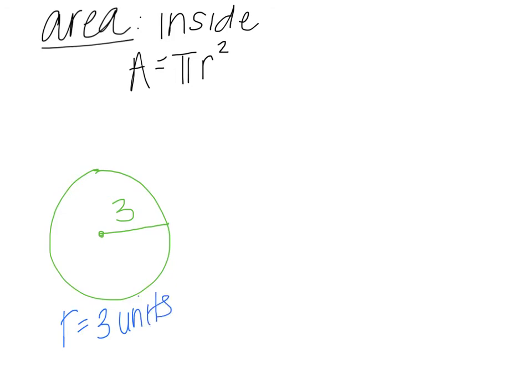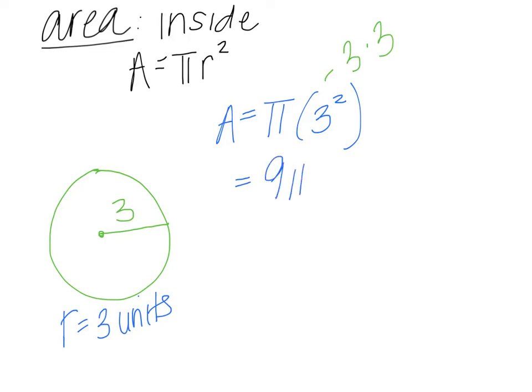So what I'm going to do is, using the formula, I'm going to plug in 3 for r. So I'm going to say area equals pi times 3 squared. Now remember, this means 3 times 3, not 3 times 2. So I'm going to rewrite this, and 3 times 3 is 9, so 9 pi.